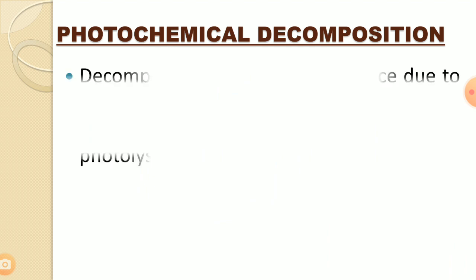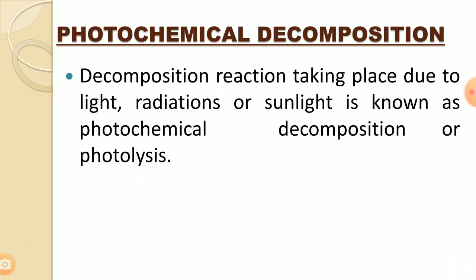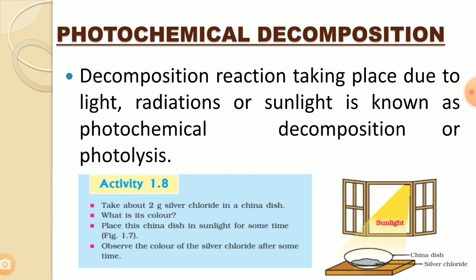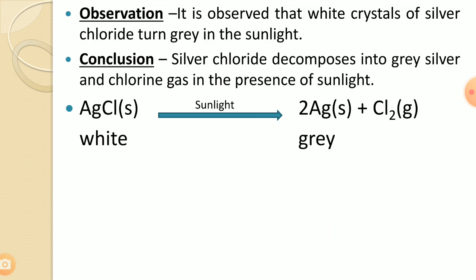Next we have photochemical decomposition reaction. The decomposition reaction taking place due to light, radiations or sunlight is known as photochemical decomposition or photolysis. We can see in activity 1.8 that a small amount of silver chloride is kept in a china dish in sunlight for a few minutes, and we observe that white crystals of silver chloride turn gray in the sunlight, which means silver chloride decomposes into silver, which is gray in color, and chlorine gas in the presence of sunlight as shown in the equation.